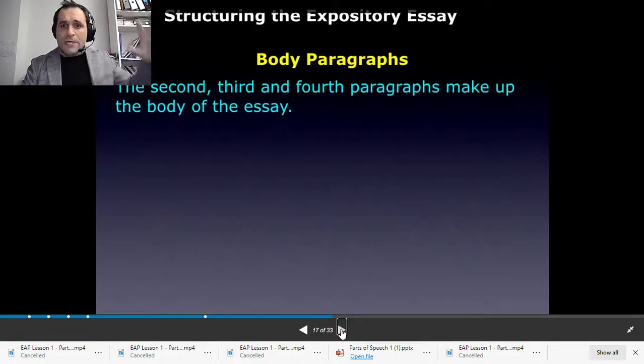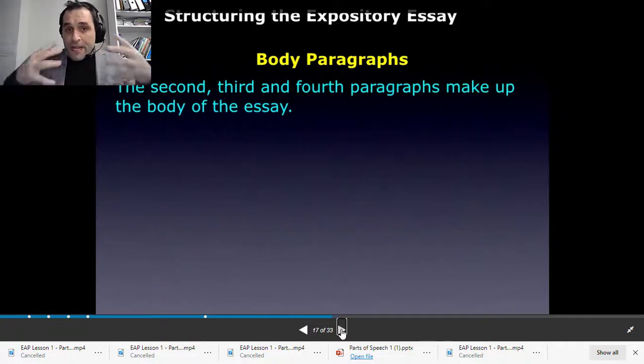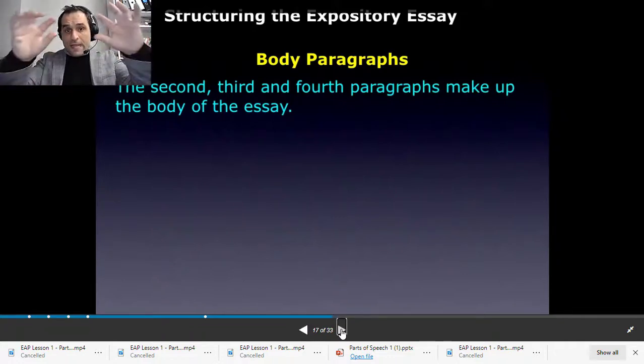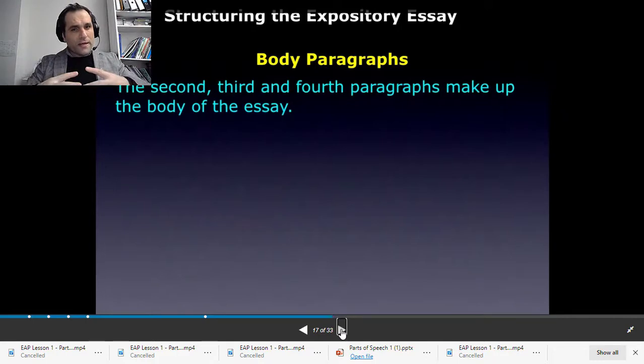First, the introduction. That's the first paragraph. Remember, the introduction has the grabber. It's a sentence that you open your essay with, that grabs people's attention, and then you say your thesis statement. That's in the introduction. And then you move on to the body. The body has to have 3 paragraphs, the second, third, and the fourth, and that's going to be the body of your essay.